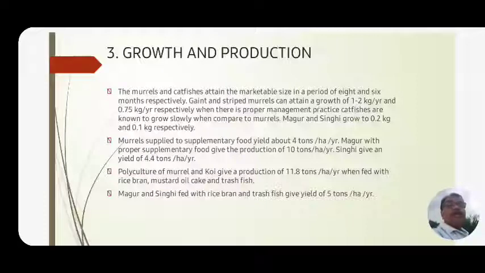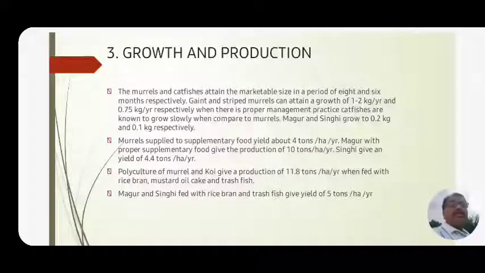This production is achieved with supplementary food of rice bran, mustard oil cake and trash fish. When to the koi and murrel we have provided supplementary food such as rice bran, mustard oil cake and trash fish, the murrel in polyculture, that is murrel and koi, produce near about 12 tons per hectare per year.